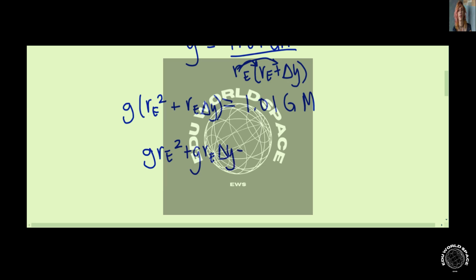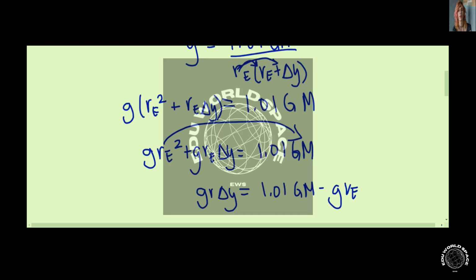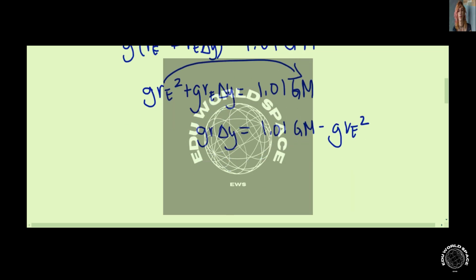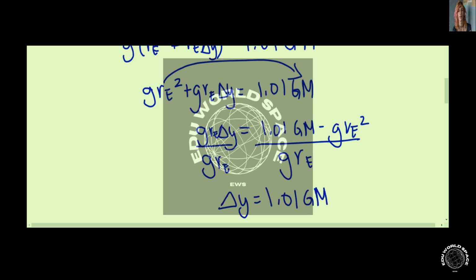And we've almost isolated delta y here. We're getting there. So I'm going to take the GRE squared over to the other side. So that's minus GRE squared. And then we're going to divide everything by GRE. So our final formula for this delta y, which gives a 1% error in MGY, is going to be this on the right-hand side here.